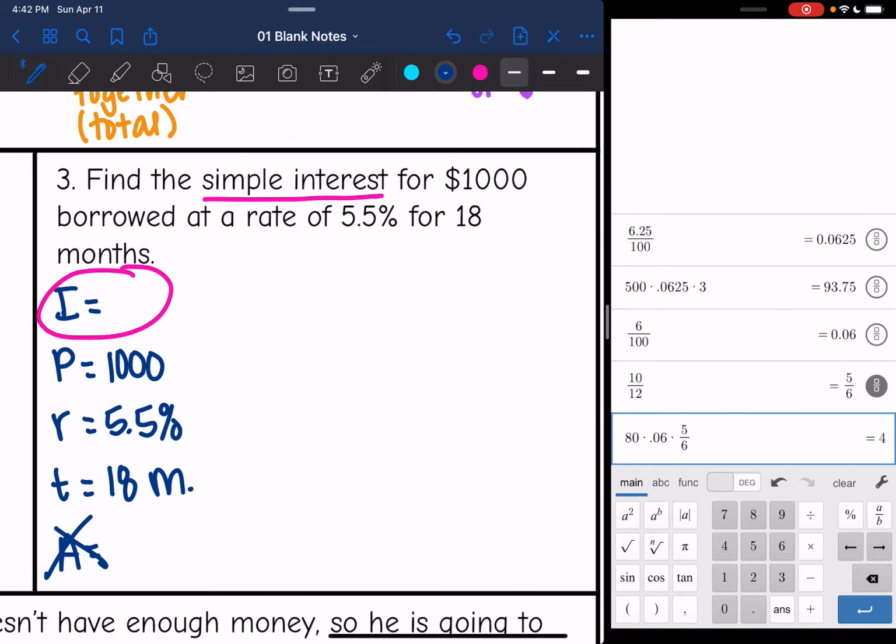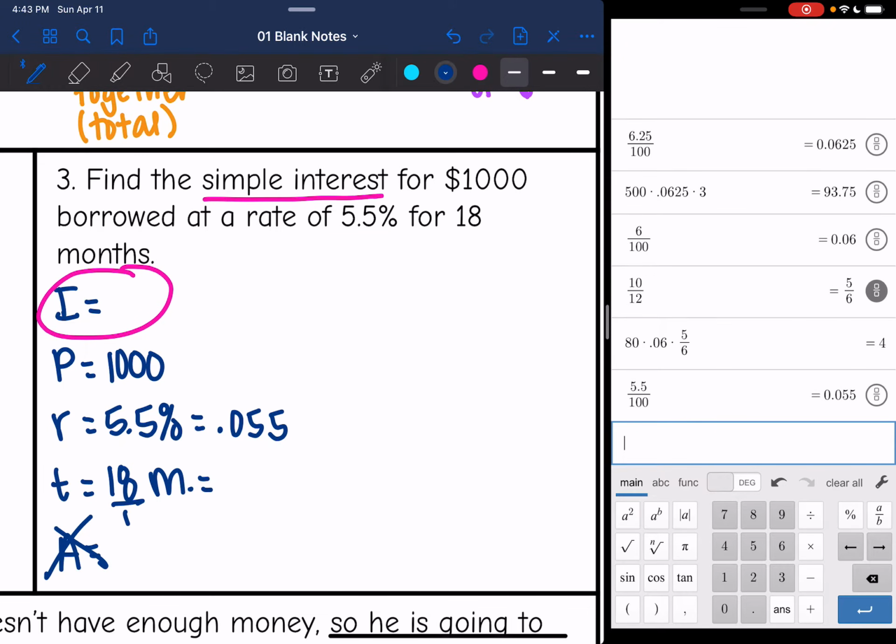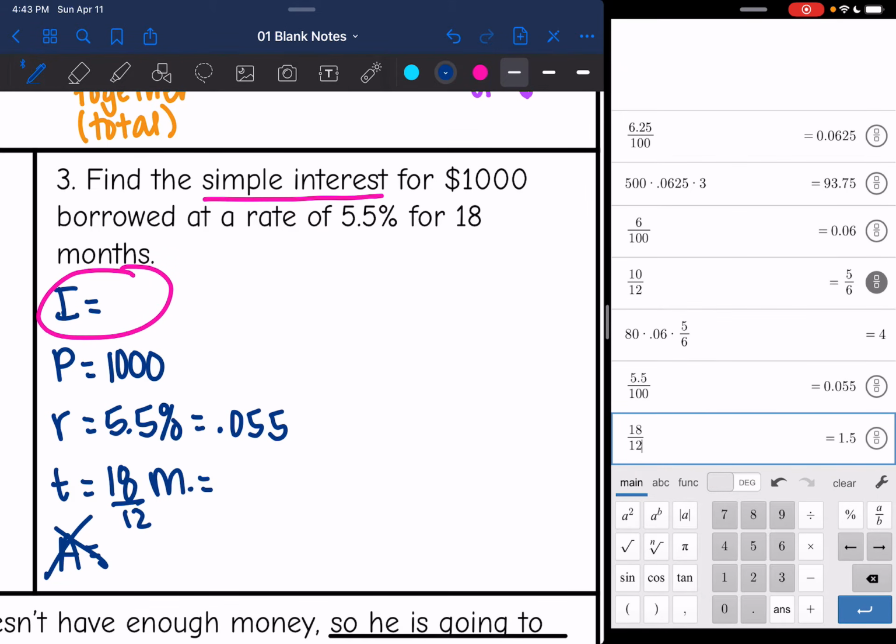Before I can plug into my formula, I need to do some converting. So 5.5%, I need to change it to a decimal, and I get 0.055. And then 18 months, let's divide that by 12 to figure out the number of years. It's 1.5. I'm going to keep it as a decimal this time since it is terminating.